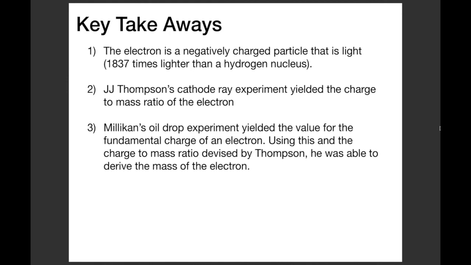Some of the major takeaways are that the electron is a negatively charged particle that is much lighter than the proton, that the J.J. Thomson cathode-ray experiment yielded the charge to mass ratio of the electron, and that the Millikan oil drop experiment yielded the value of the fundamental charge of an electron. The charge was used with Thomson's charge to mass ratio, and the mass of the electron was therefore obtained.